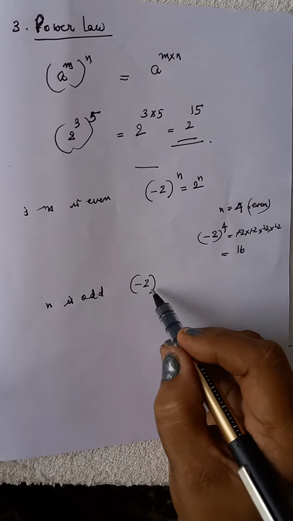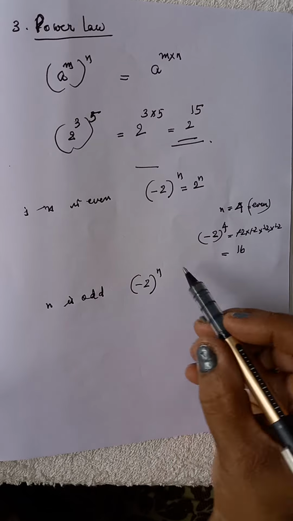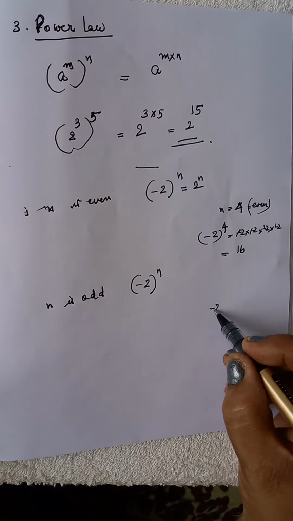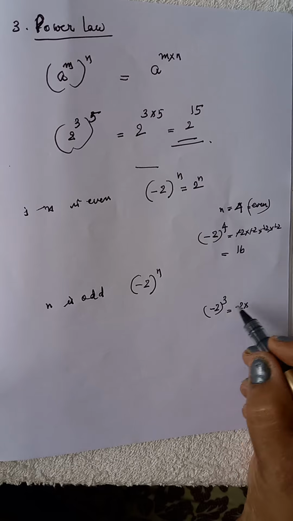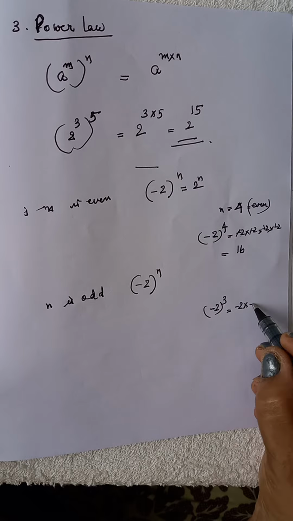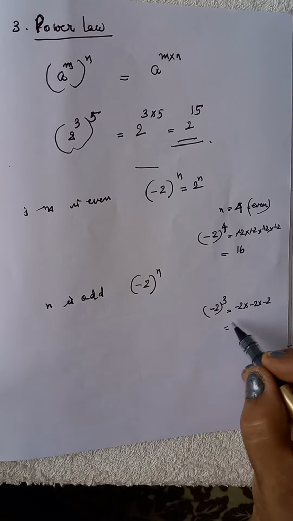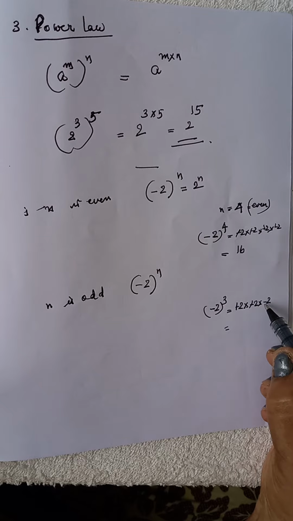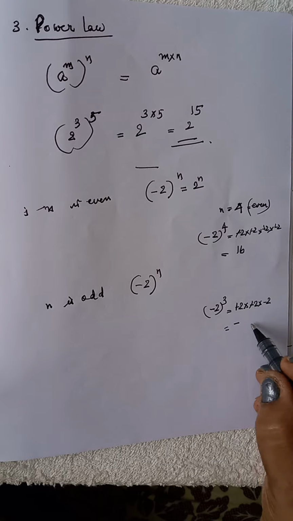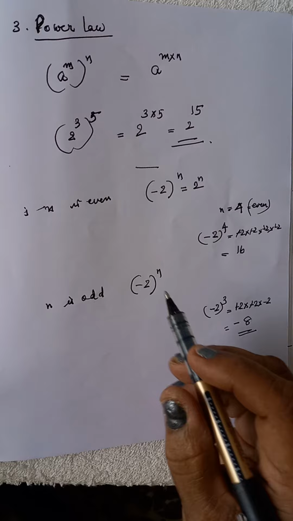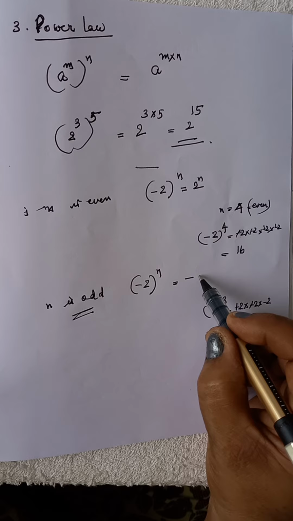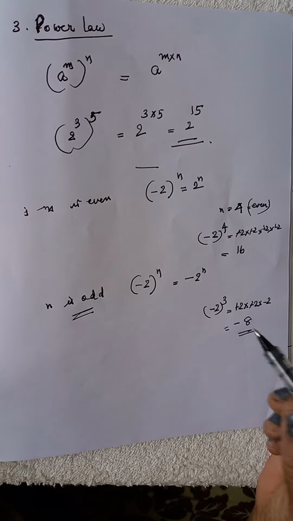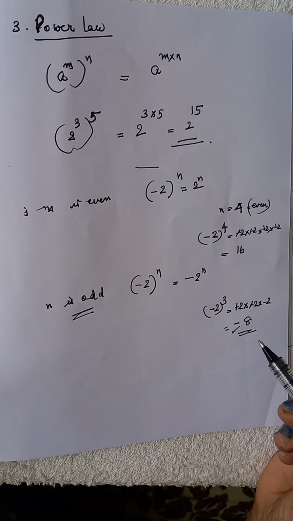And if n is odd, what is minus 2 raised to n? N is odd, minus 2 raised to n. For example, if you take minus 2 raised to 3, then what is that? Minus 2 into 3 times you are multiplying this minus 2, minus 2 into minus 2 into minus 2. Then minus into minus is plus, one minus is remaining. So minus 2 into 2, 4, 4 into 2, 8. So minus 8 you are getting. That means if n is odd, minus 2 raised to n is minus of 2 raised to n. That minus will remain there.